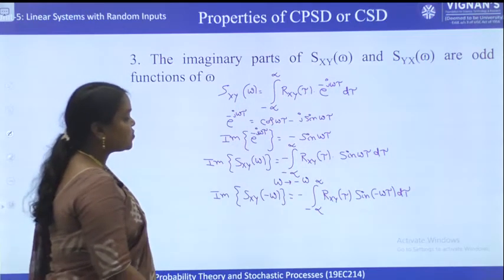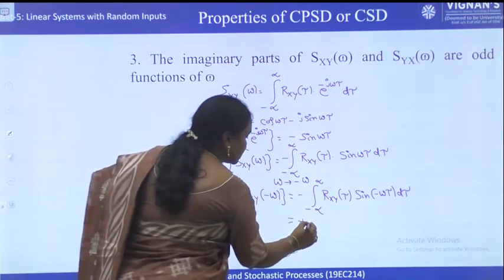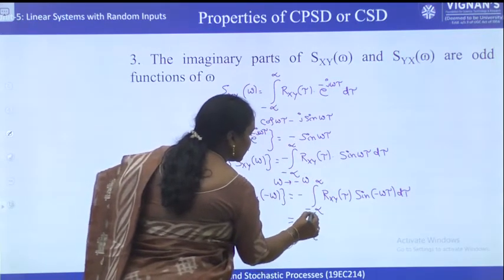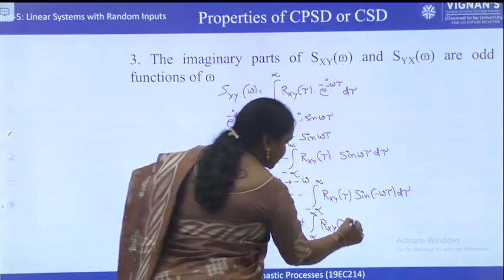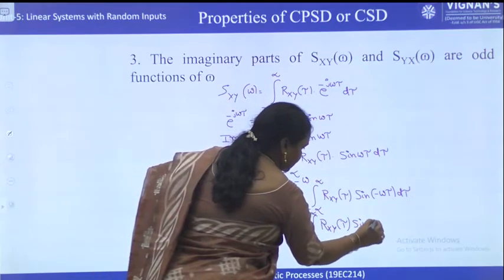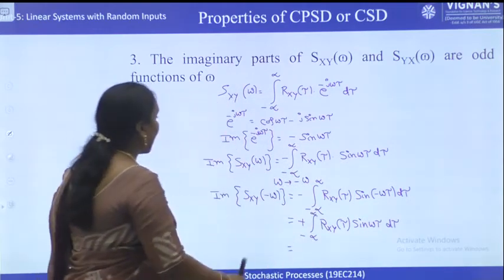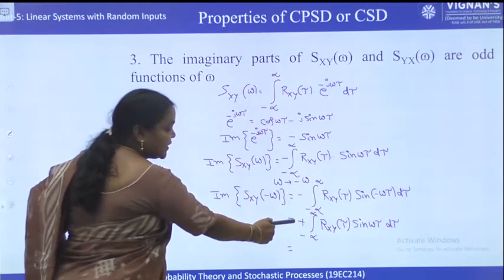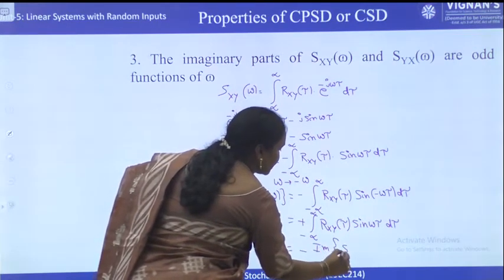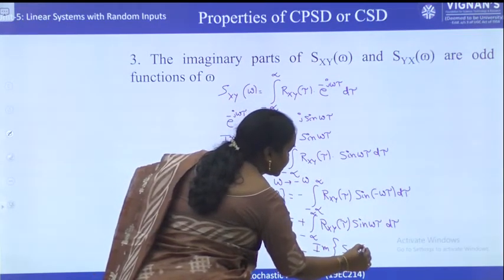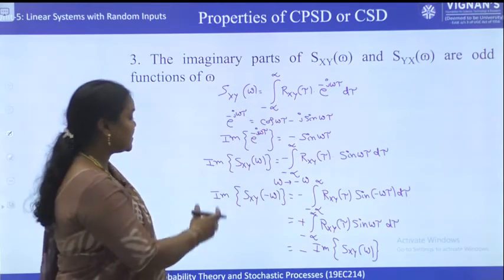So, what is sin of minus omega tau? It is minus sin omega tau. That minus and this minus cancel. So this is equal to plus integral minus infinity to infinity R xy of tau sin omega tau d tau. In the actual imaginary term there is a minus, but here it is not minus. So it is minus of imaginary of S xy of omega. Minus of imaginary of S xy of omega.